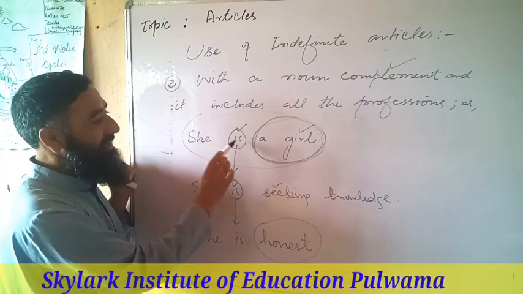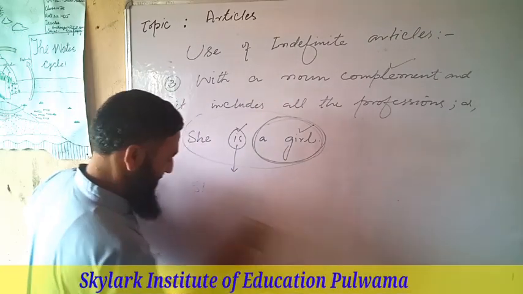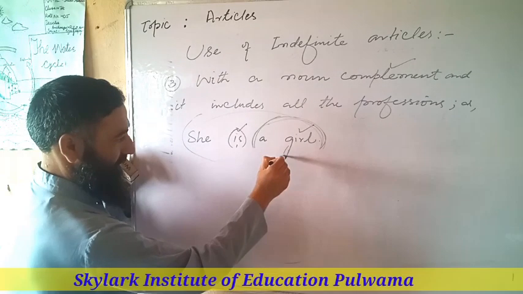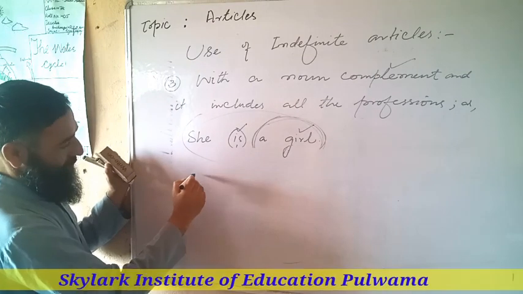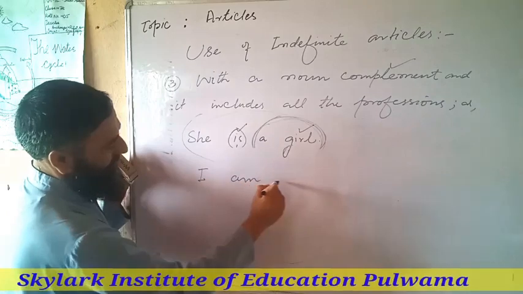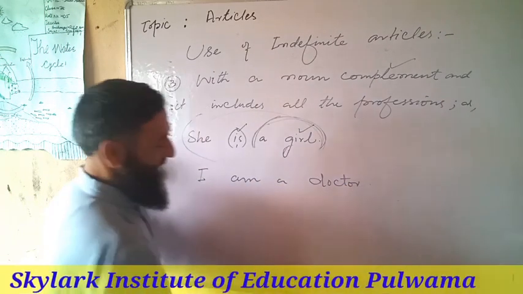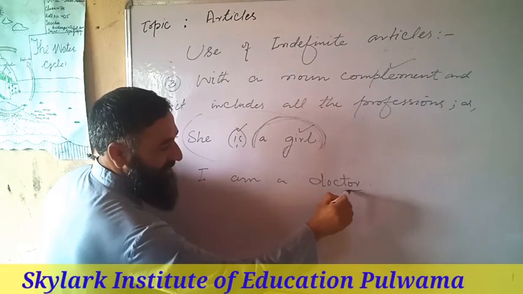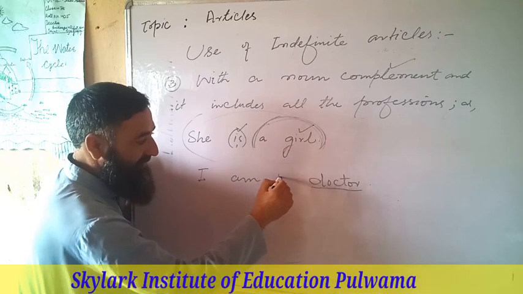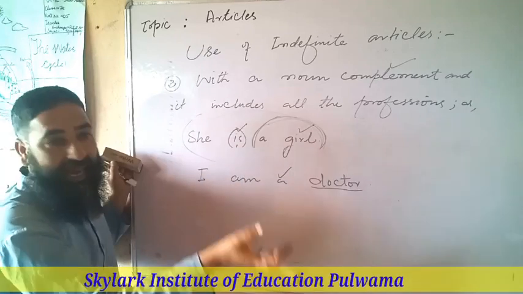Now look, she is a girl. I will give some more examples so that it will get clear. I am a doctor. See, I'm a doctor. And this word doctor, it is a noun. So this is a noun complement, and you will definitely use an article, the indefinite article a or an.